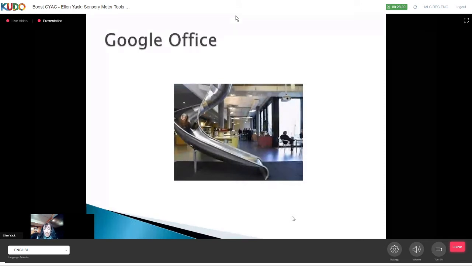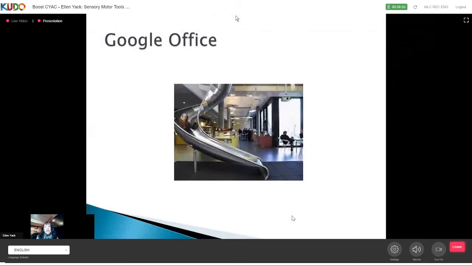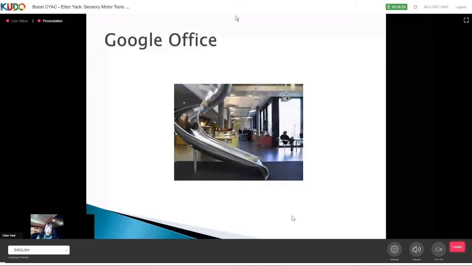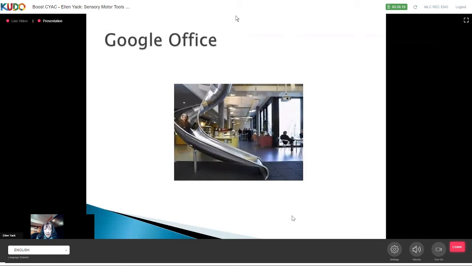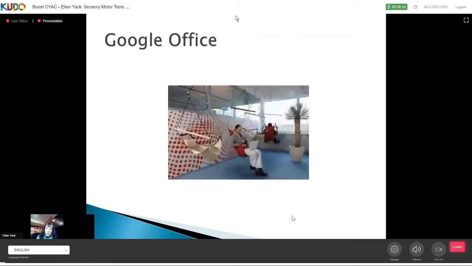This is a slide that's in Google Office, head office. And again, if I'm looking at that slide, to me, it's alerting. It's going to provide quick movement. And the turns of the slide, it's changing directions. And we know change in direction is alerting to the nervous system in terms of movement. So perhaps people in that office setting will choose to use that slide when they're starting to fall asleep at their desk. This is also in Google Office.